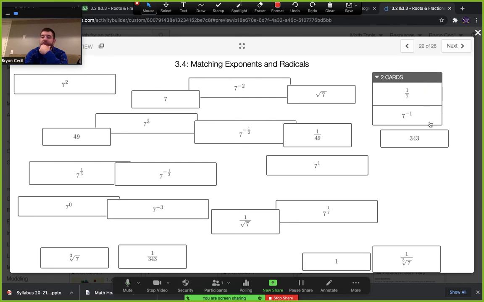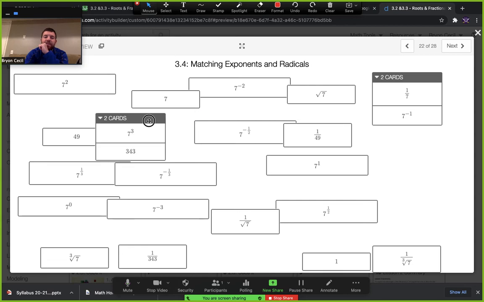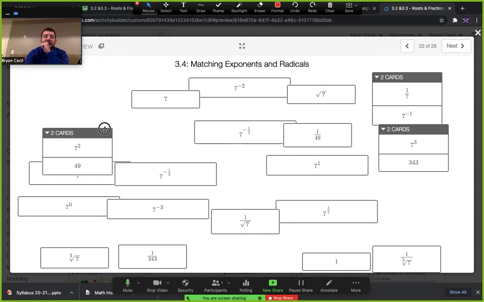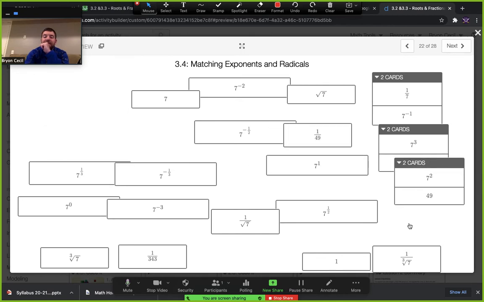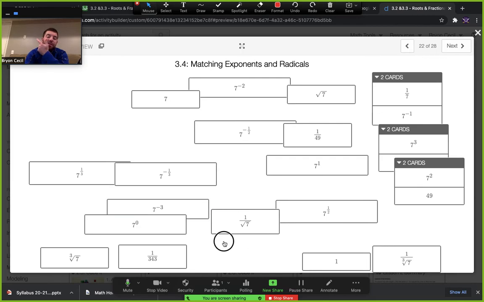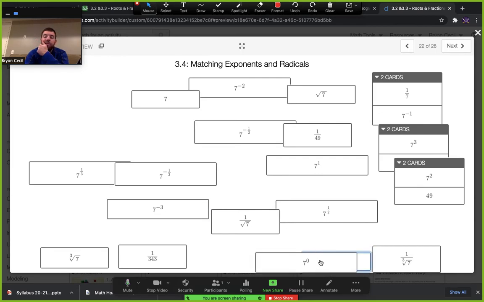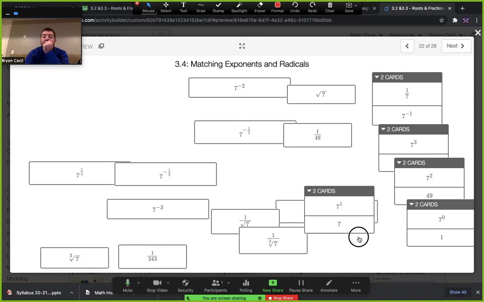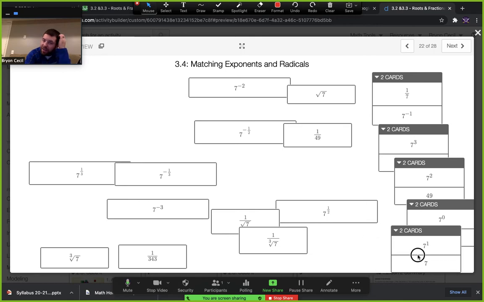This 343, we know because of our cheat sheet that that is 7 cubed. That's right over here. 7 squared, guys, is 49. We know that. Another easy one. 7 to the 0 is 1. How do I get 7? That should be 7 to the first power. So there we go.